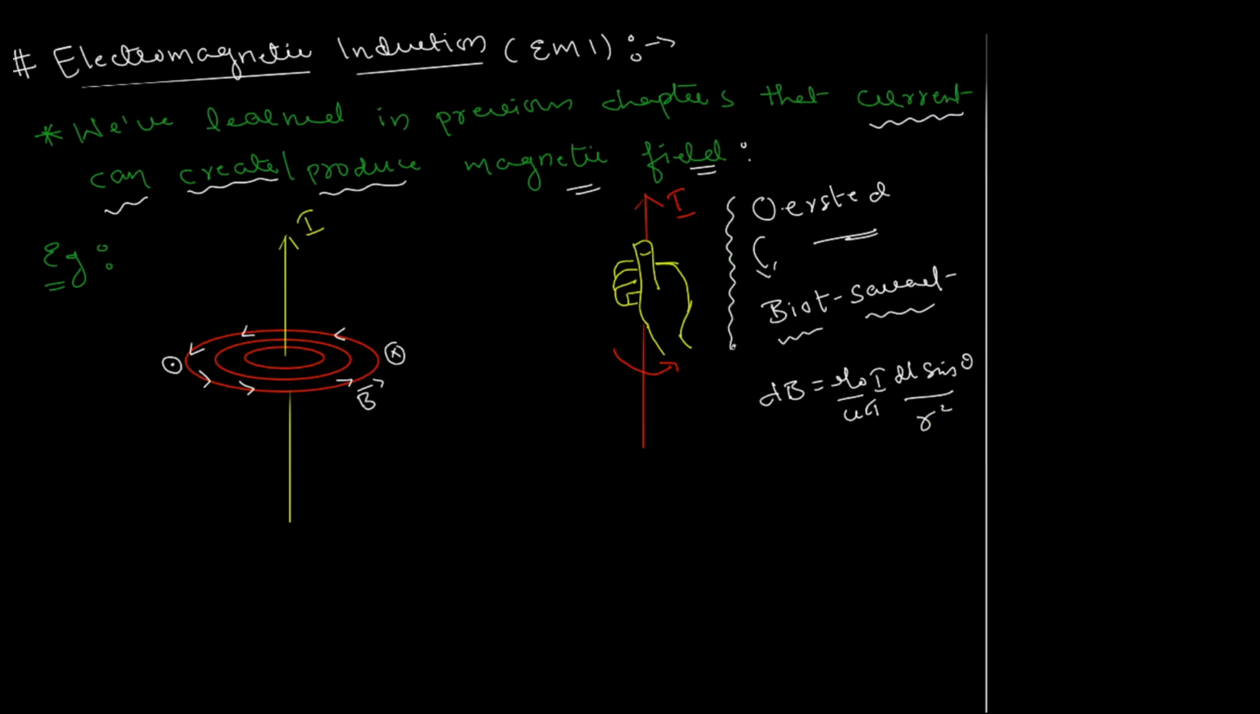But the thing which is pretty obvious from previous chapters is that current can be of any shape. The diagram that you see on the screen right now is of the case where you have a long straight wire which is giving a magnetic field. We'll discuss that in a minute. But there are so many other shapes which we also discussed in the previous class, like you have a solenoid, you have a toroid, or you have a wire of any shape.